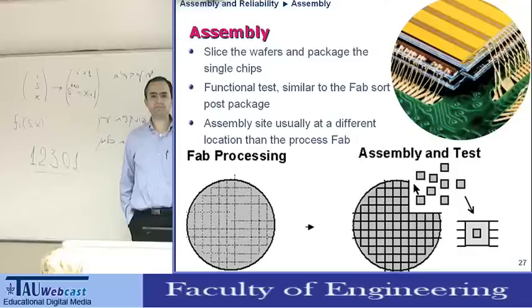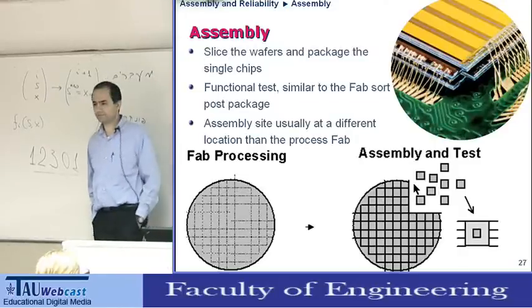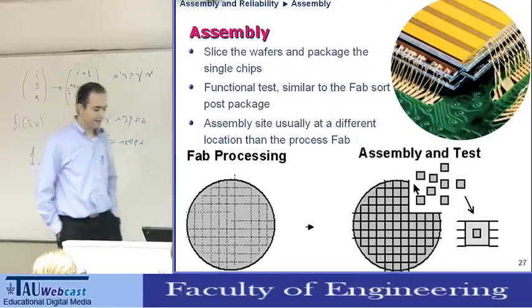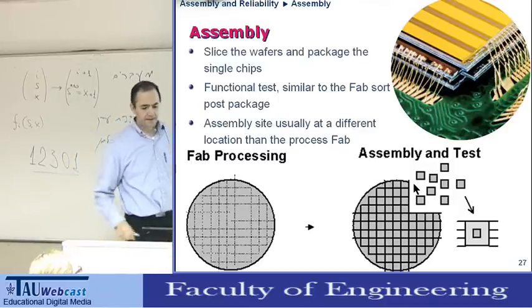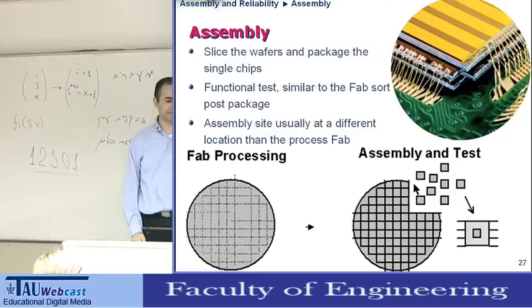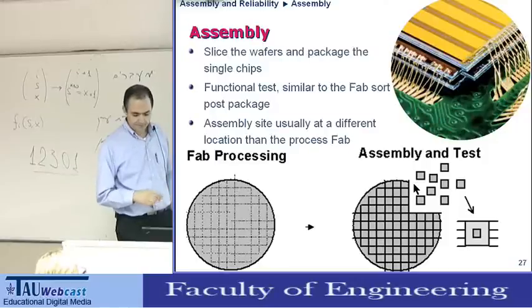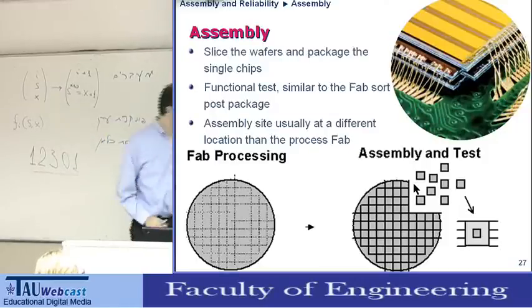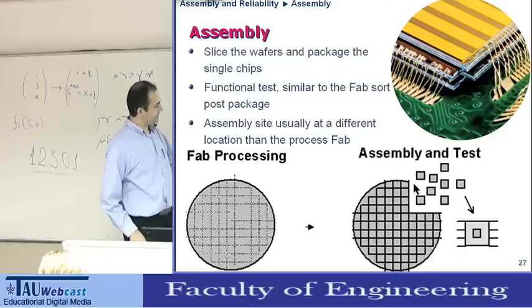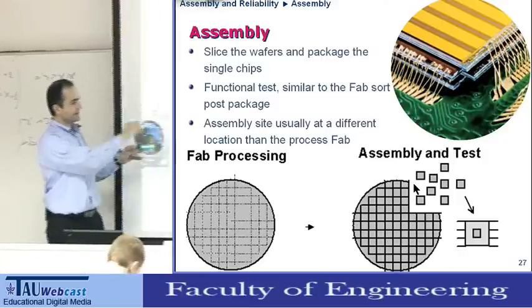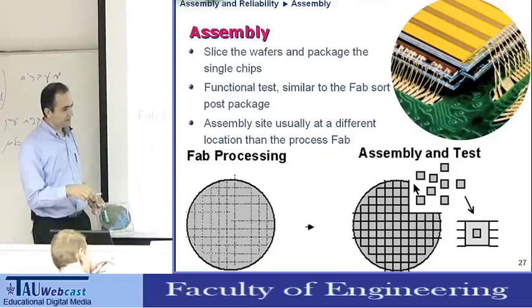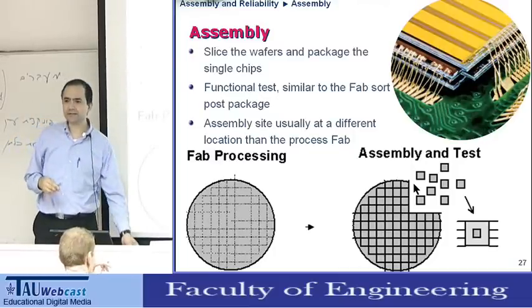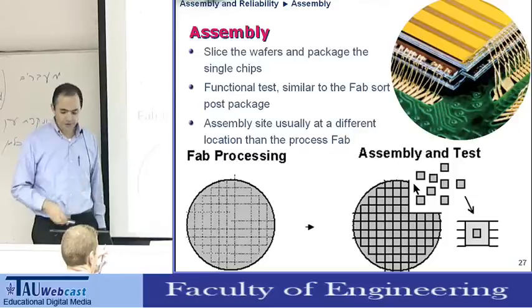Okay, so let's continue. What we'll talk about now is assembly and then reliability. So what we do is we take the wafer, as an example, this wafer here, we dice it, and then we take the different dies out, and then the different dies are put onto a chip.